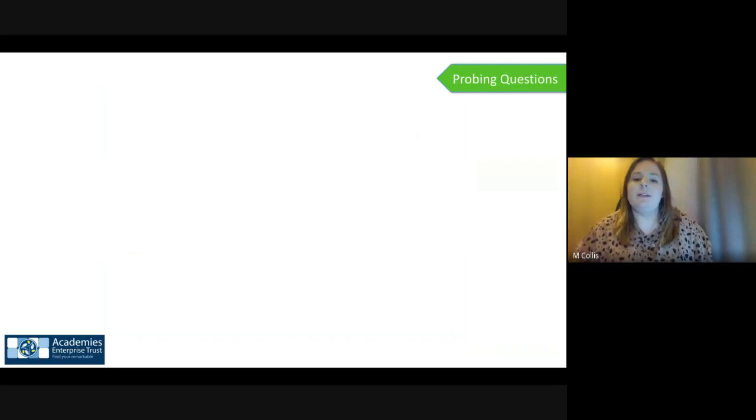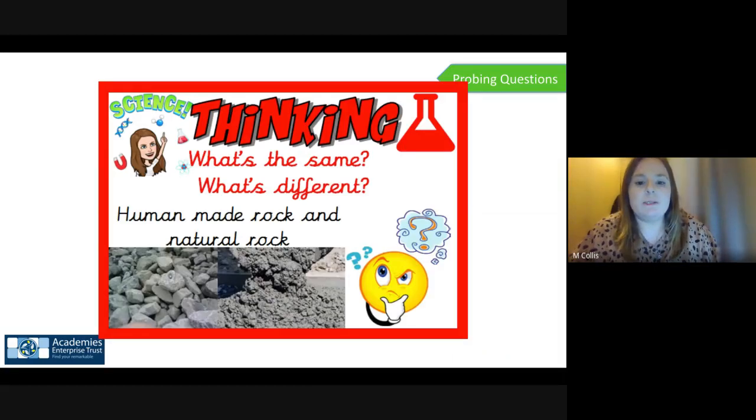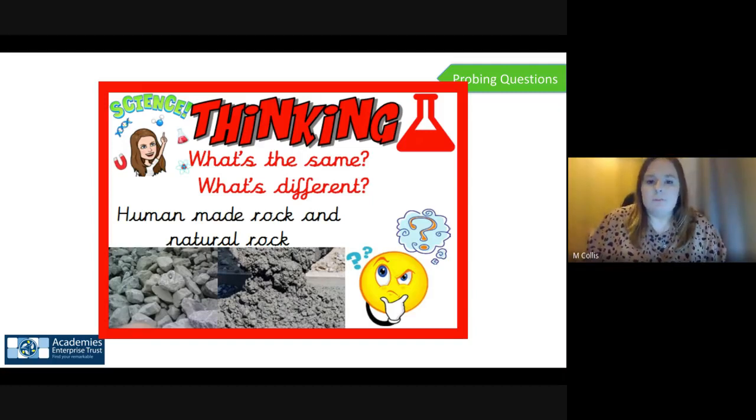Your thinking task then is what's the same and what's different. Human-made rock and natural rock. I want you to think about what is the same about them. Maybe think about the properties of them. What do you know about rocks? Then what's different? Think about how they're formed.